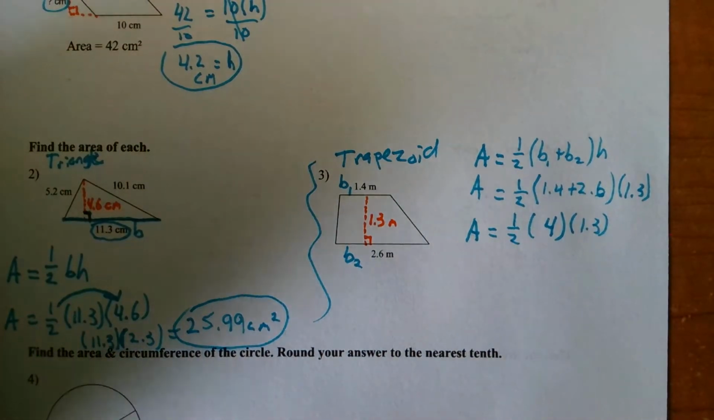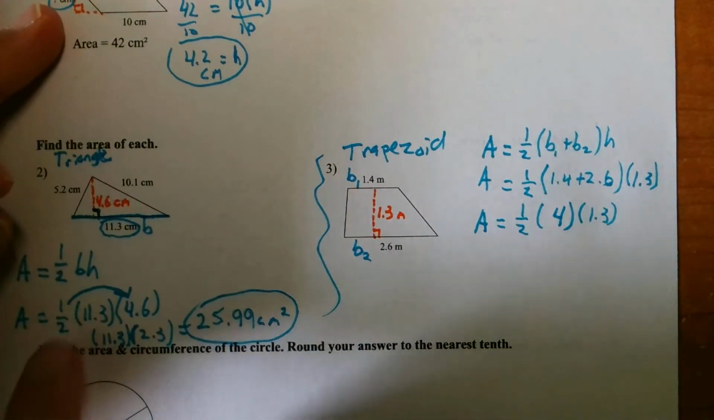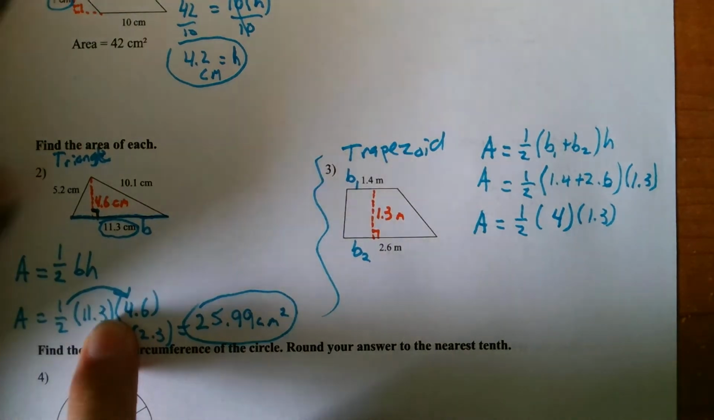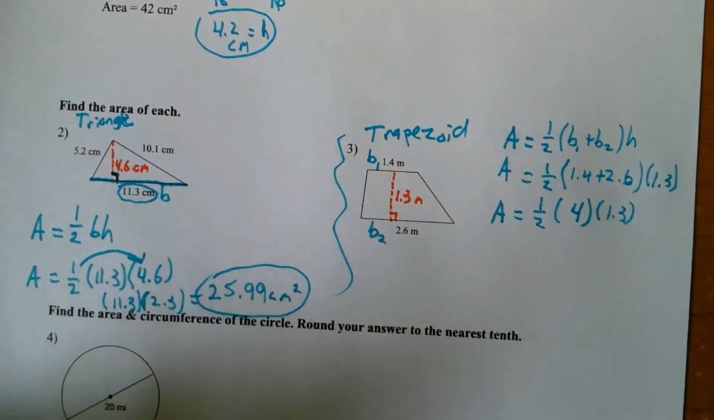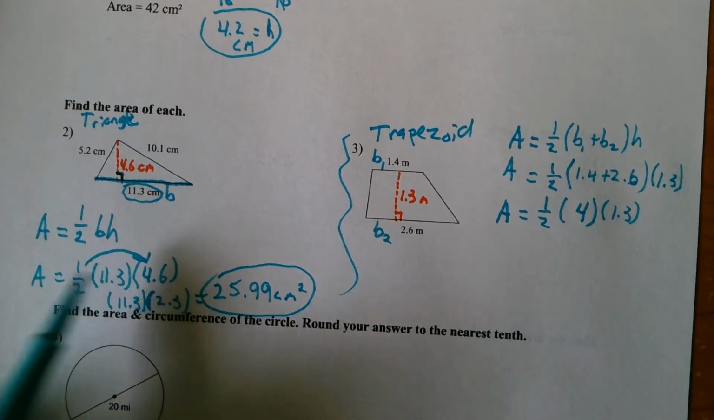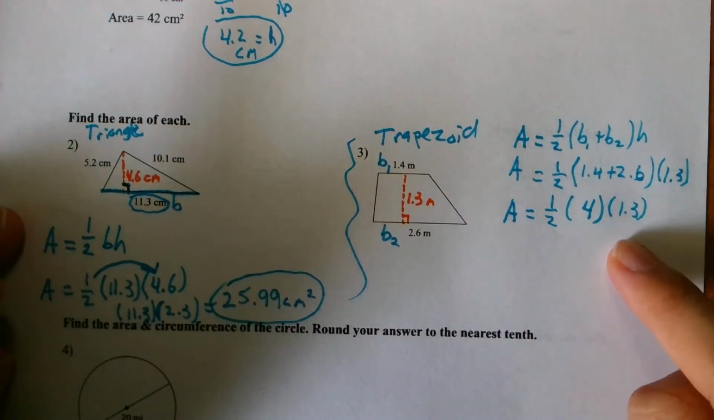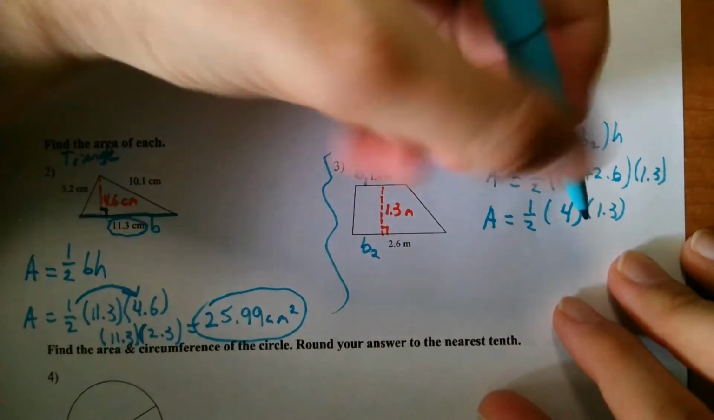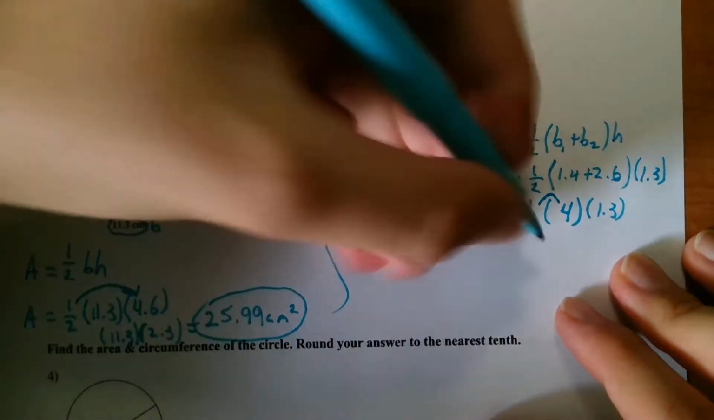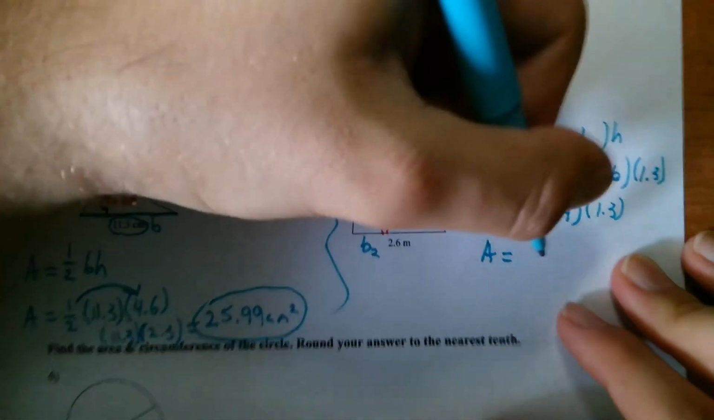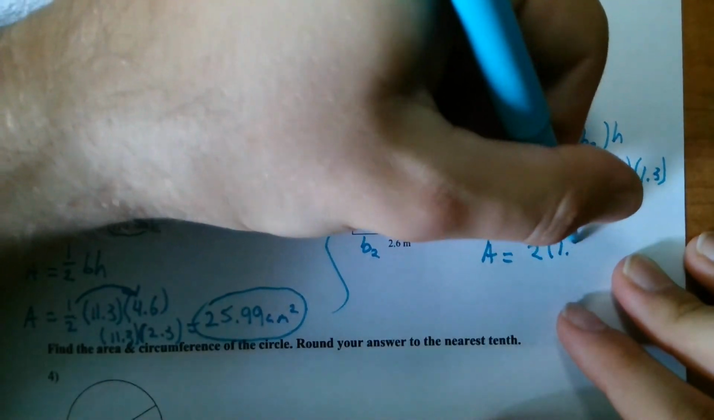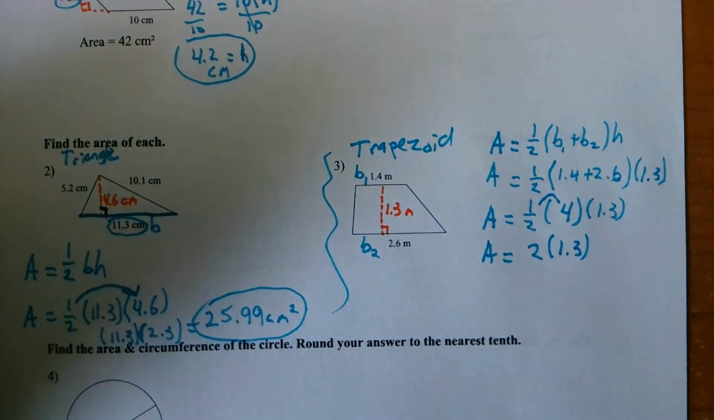Cool. And now this sort of looks like what we did with the triangle measurements. So on the triangle example, see how we kind of multiplied out of order? We did 1/2 times the 4.6. This time I think it'll be better for us to multiply in order. So 1/2 times 4, that's going to be 1/2 of 4, which is just 2, times 1.3.